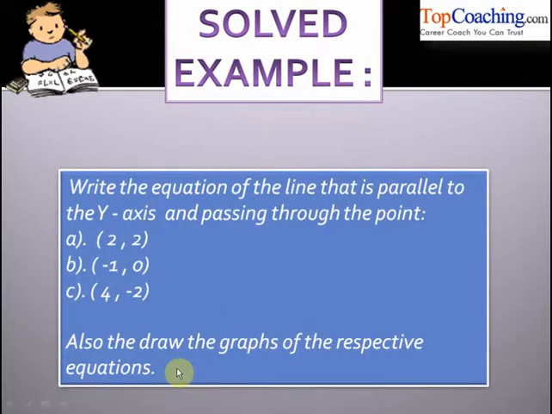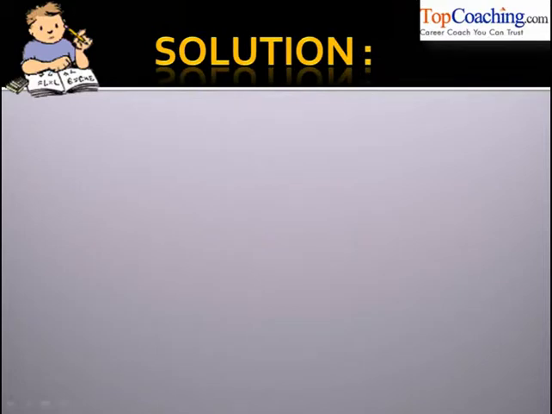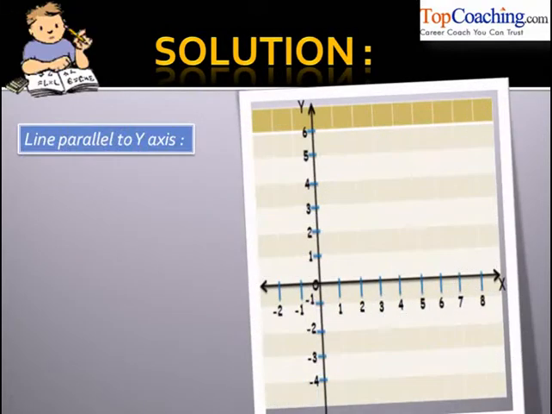So in this problem, what we have to do is write the equation of a line that is parallel to the y-axis and it passes through the following points. The first is (2, 2), second is (-1, 0), and the third is (4, -2). Also, we have to draw the graphs of the respective equations. So let's try to solve this problem. We have to draw a line parallel to the y-axis.